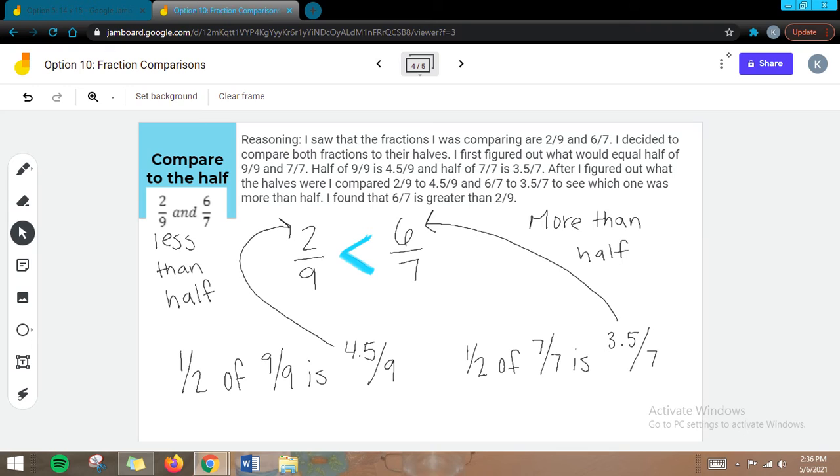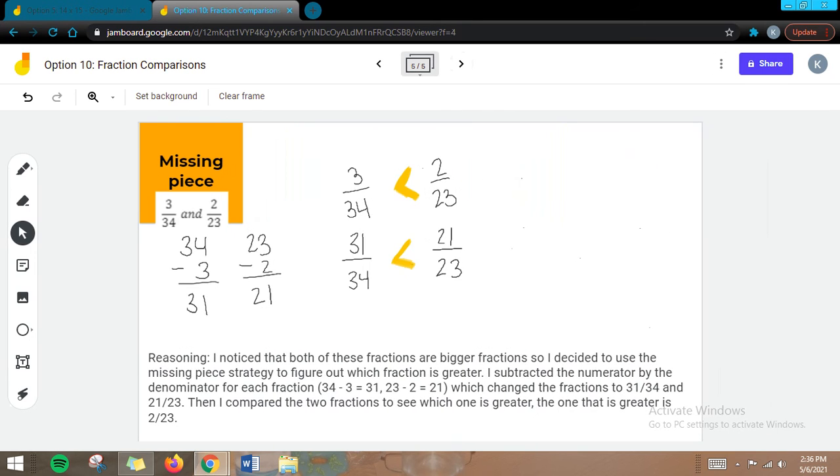And then my reasoning up here, I said I saw that the fractions I was comparing are 2/9 and 6/7. I decided to compare both fractions to their halves. I first figured out what would equal half of 9/9 and 7/7. Half of 9/9 is 4.5 over 9, and half of 7/7 is 3.5 over 7. After I figured out what the halves were, I compared 2/9 to 4.5 over 9 and 6/7 to 3.5 over 7 to see which one was more than half. I found that 6/7 is greater than 2/9.